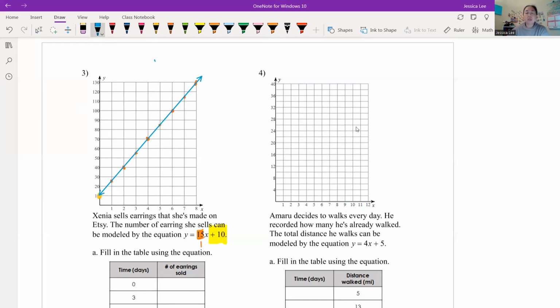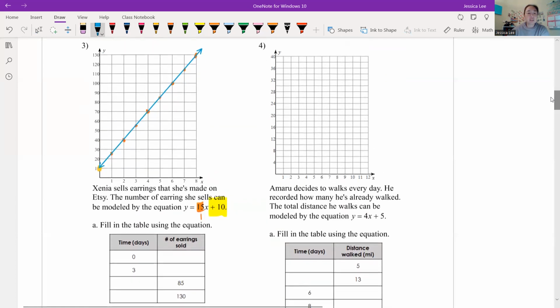And now we're going to use the table, this graph to figure out the numbers in this table. So if you look right here, 0 days. How many earrings did she sell? Well, she's already sold 10, right? That's just our y-intercept right here. So this is 10. All right, after 3 days, I'm going to go to 3 days. And how much is that? Remember, that was up at halfway mark. So that's going to be between 50 and 60. So that's 55.